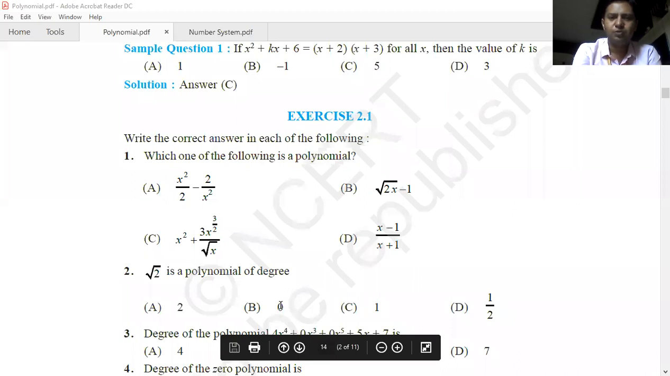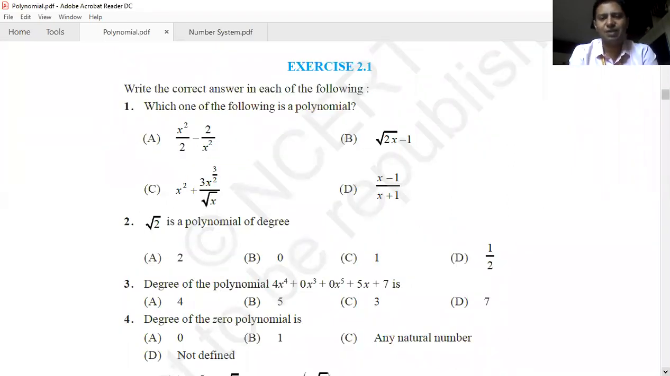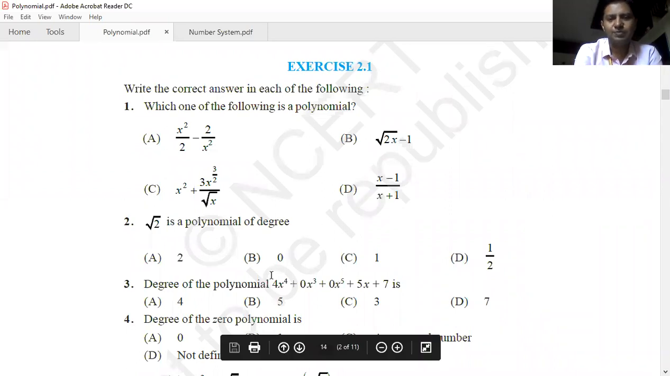Now the degree of this polynomial, 4x to power 4 plus 0x cube plus 0x to power 5 plus 5x plus 7. Degree is 4, because the terms 0x to power 5 and 0x cube are 0. So the highest power left over is 4. The answer is A.